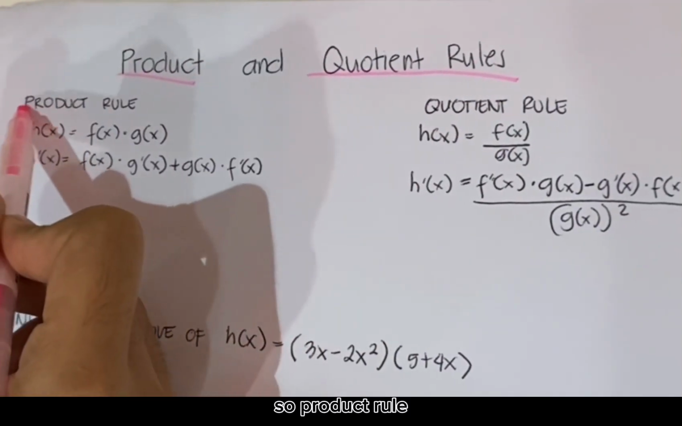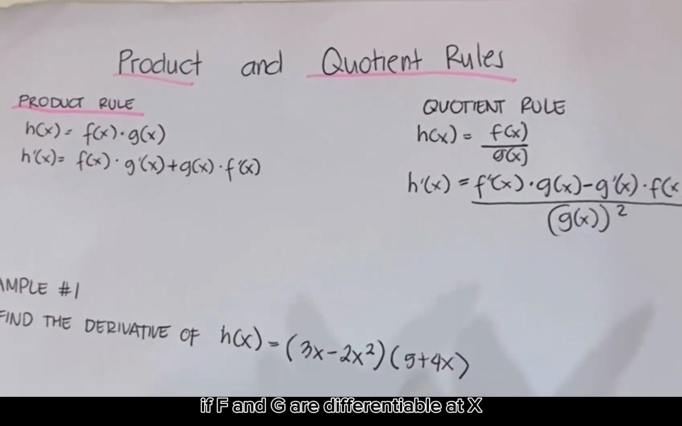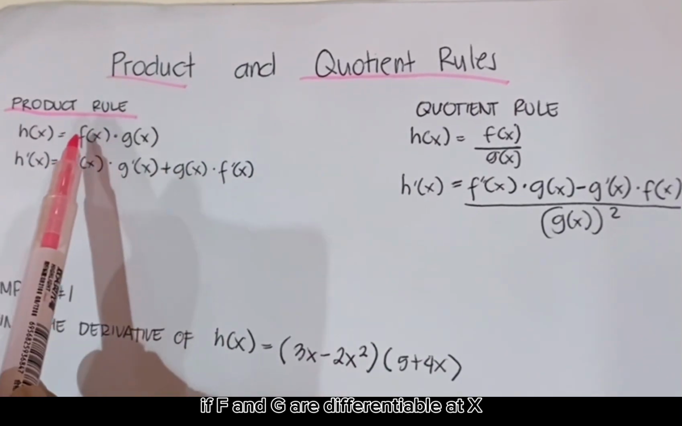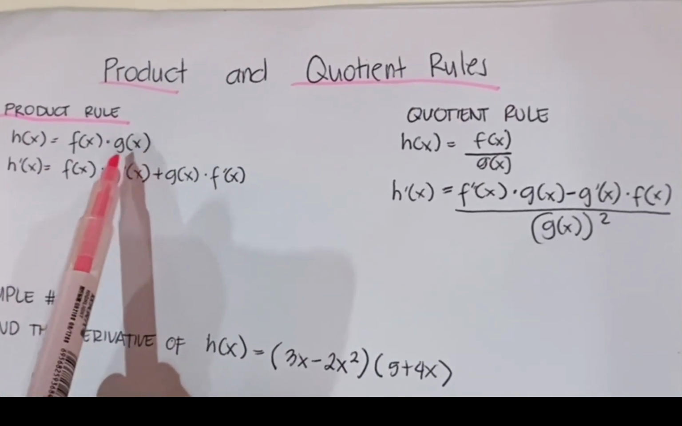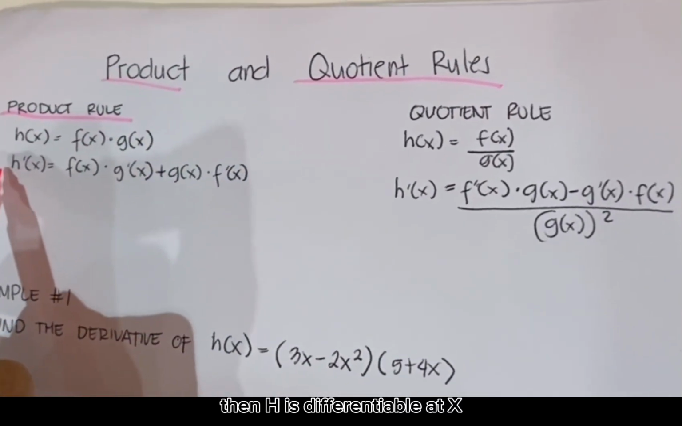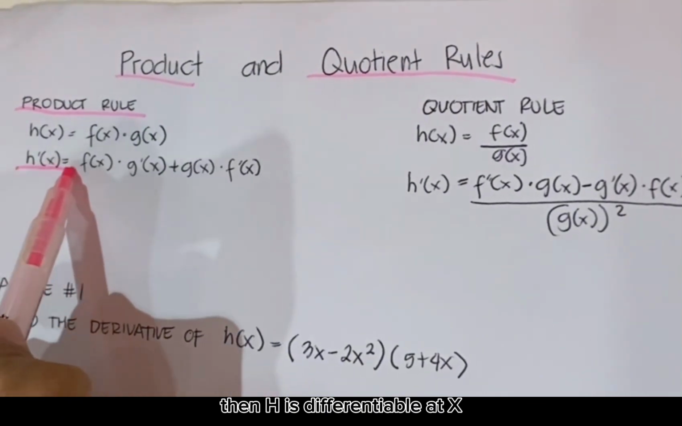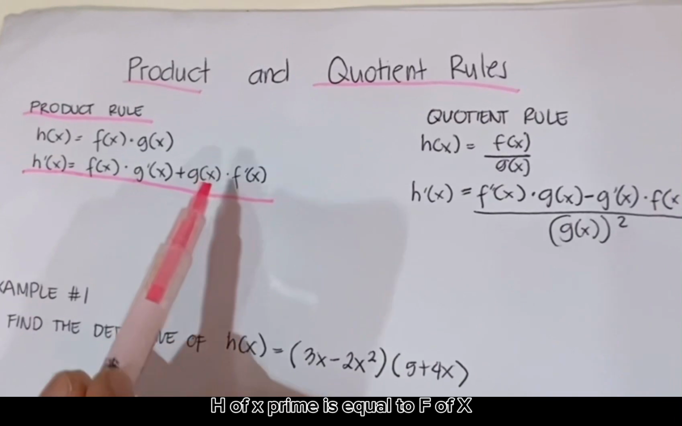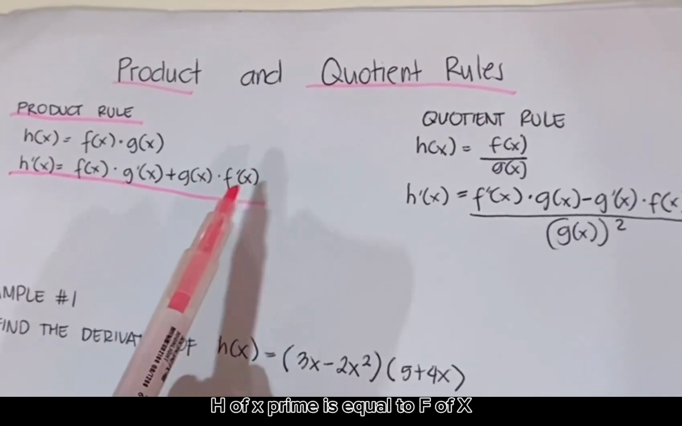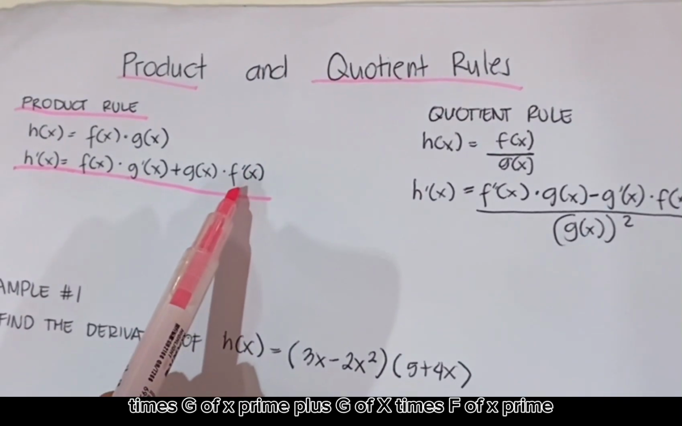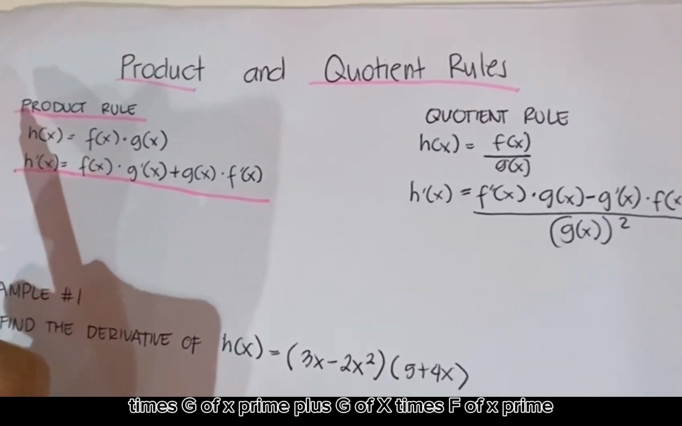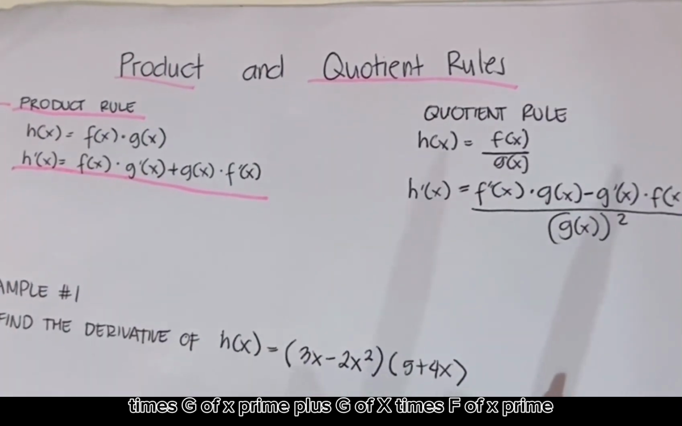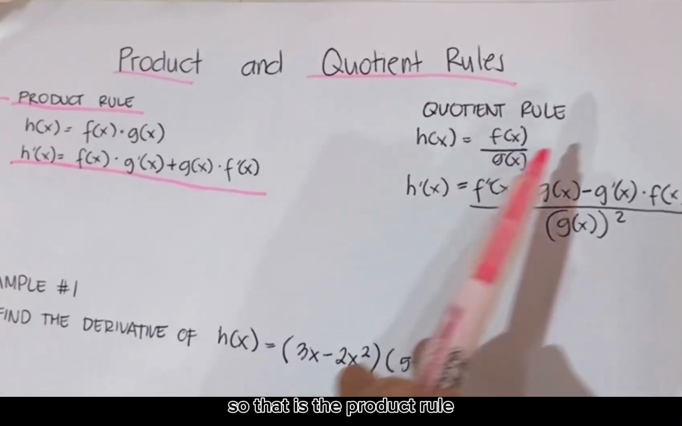So, product rule. If f and g are differentiable at x, then h is differentiable at x. So we will just use this formula. h of x prime is equal to f of x times g of x prime plus g of x times f of x prime. So that is the product rule.